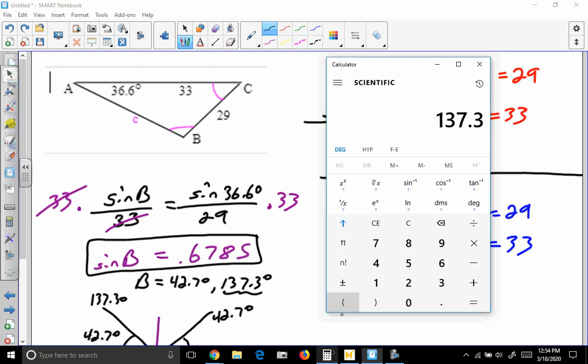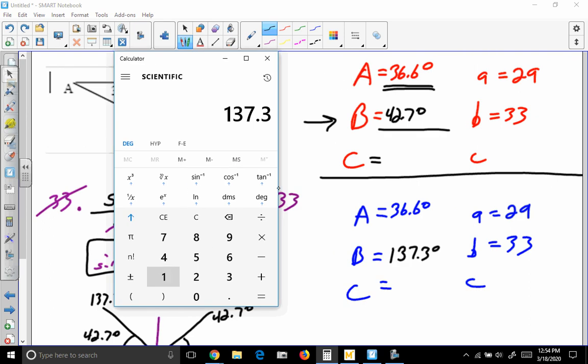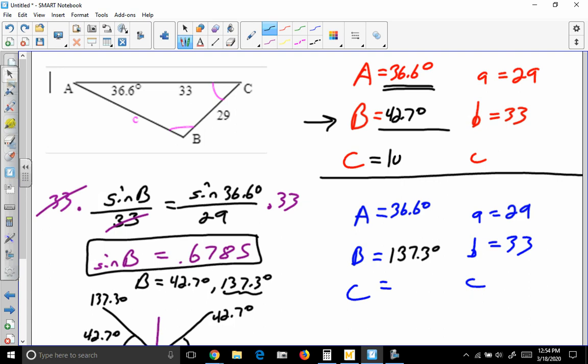Angle C, remember our three angles tally to 180. So if we take away what we've used already, we've already used 36.6 degrees, and we've already used 42.7 degrees, so that leaves us 100.7 degrees for angle C.